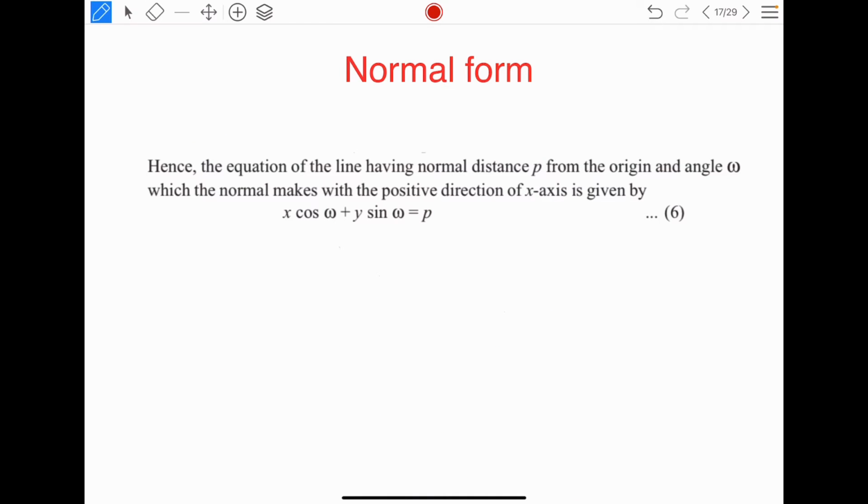Okay. The next equation of line that we are going to take up is the normal form. First I want you to take 10 seconds and read what the normal form is, and now let us discuss about it.